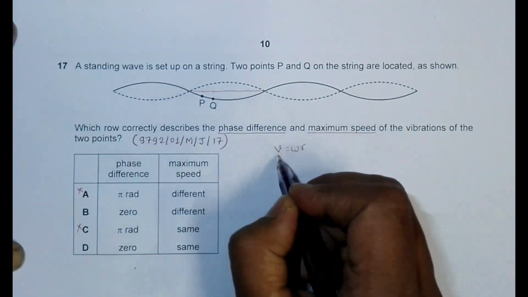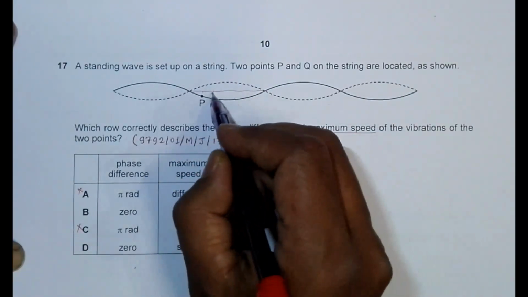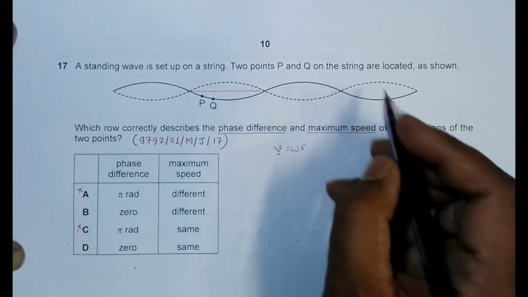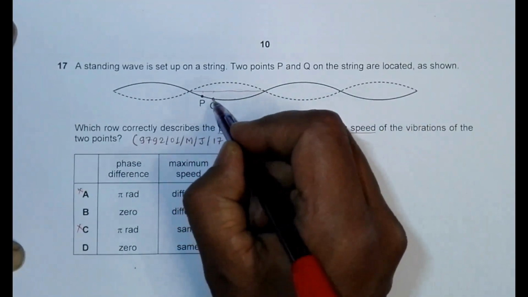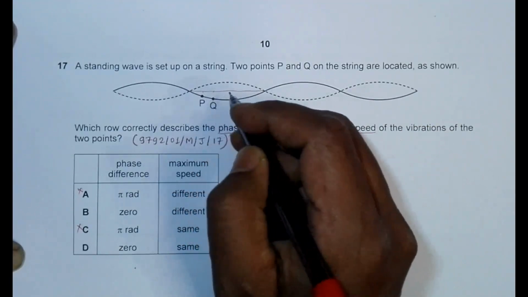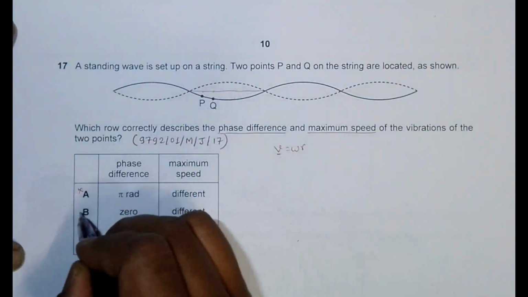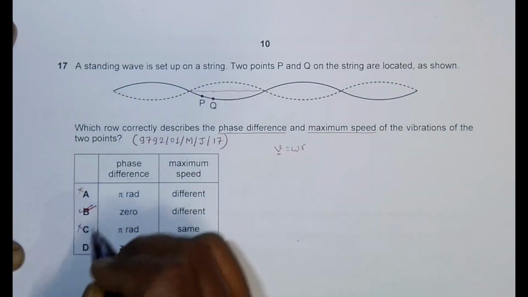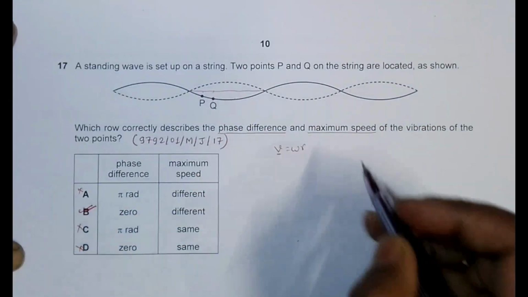That's why the velocity while passing through the mean position, which is the maximum velocity, should be higher in the case of Q rather than P. So the maximum velocity should be different. That means choice B should be the correct choice, and D is the incorrect answer.